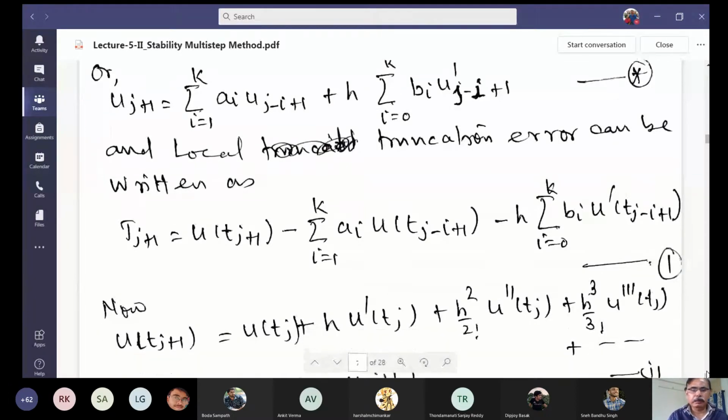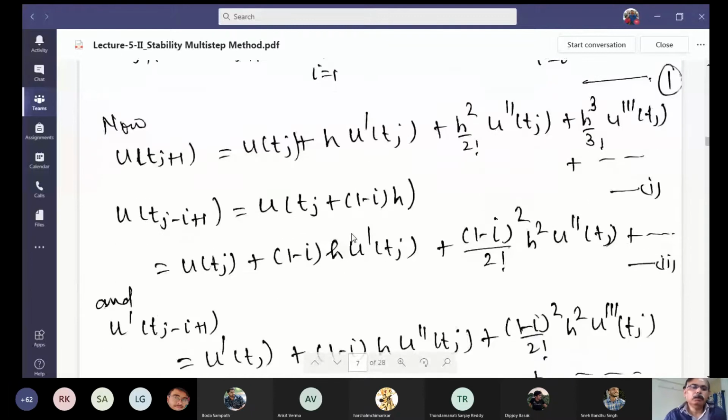Now we'll just see that u(tj+1) will be u(tj). I'm just writing the Taylor expansion up to order h cube, and order h4 I'm not touching here. Beyond that, if you want to write, you can write whatever term is required; it can be written immediately. So u(tj) plus h u prime(tj), and then h square by 2 factorial u double prime(tj), plus h cube by 3 factorial u triple prime, and so on and so forth.